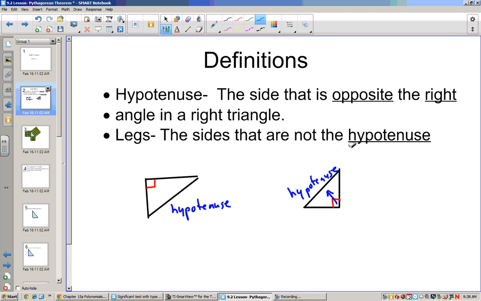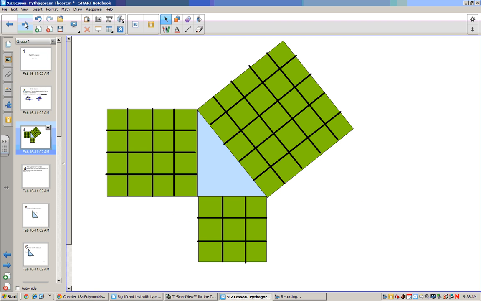Legs, the sides that are not the hypotenuse. So that's a leg, and that's a leg. So legs are just the two other sides. Now, one other thing that we should know about the hypotenuse is that it's always the largest side in a right triangle. It's always the largest side of the right triangle.